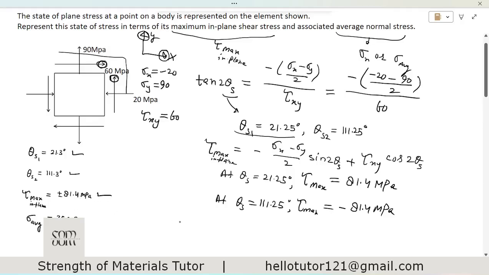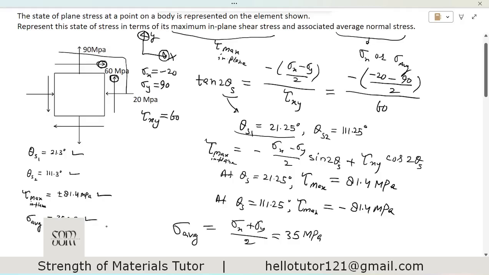Now sigma average is very easy to find. From the previous class we know the normal stress on this plane is equal to sigma x plus sigma y, whole divided by 2. Let me put the values. Sigma x is minus 20 and sigma y is 90, so it is minus 20 plus 90 divided by 2. I got 35, and it is megapascal, because every stress is in megapascal. So we also got the sigma average.